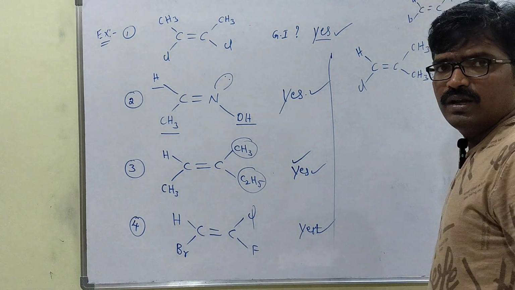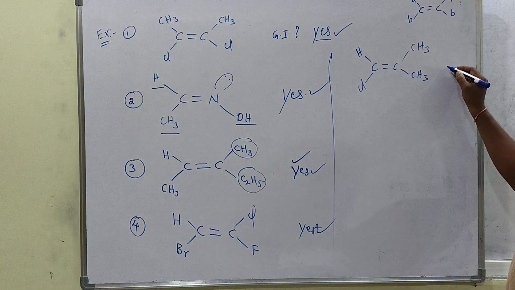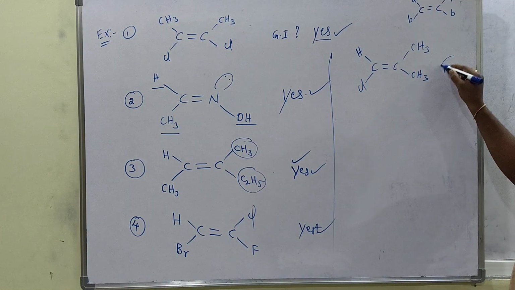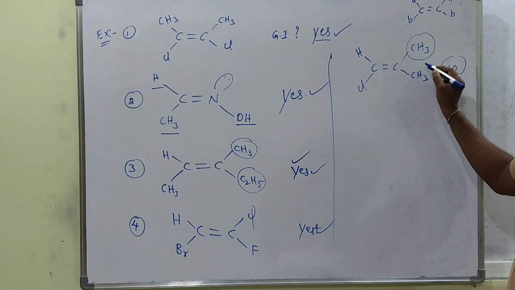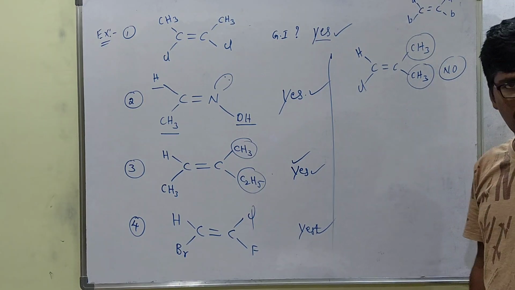Next, C double bond C, with CH3 and CH3 on one carbon, and Cl and H on the other, like this. Is that exhibiting geometrical isomerism? Yes or no? No. Why no? Because two same atoms or same groups of atoms are attached to the carbon atom.